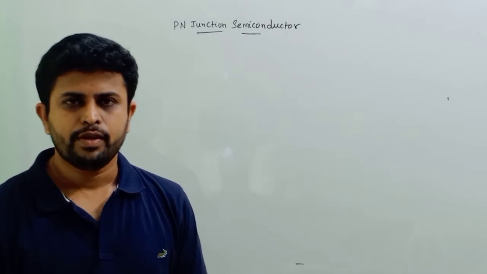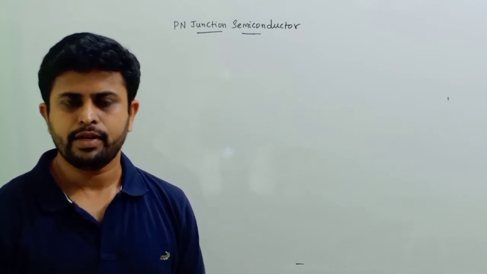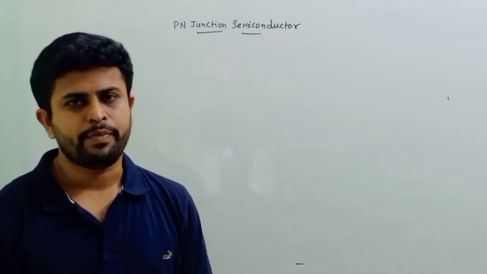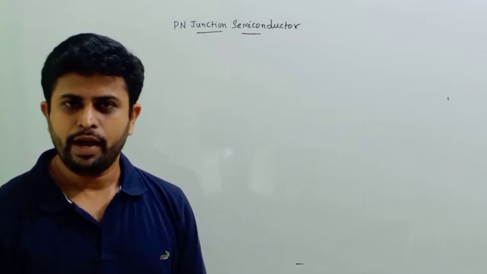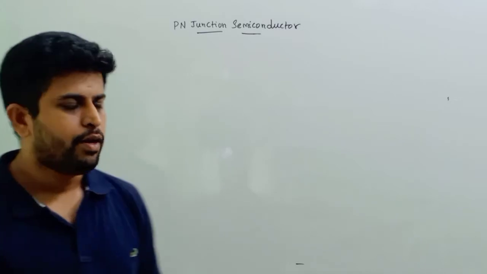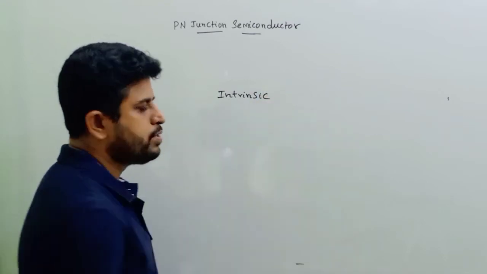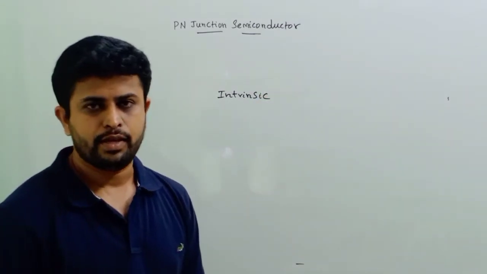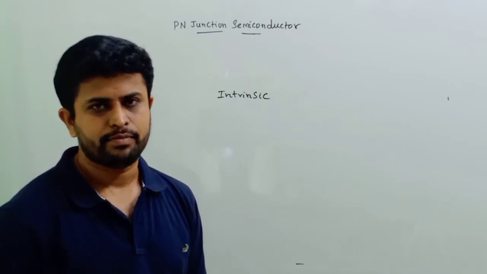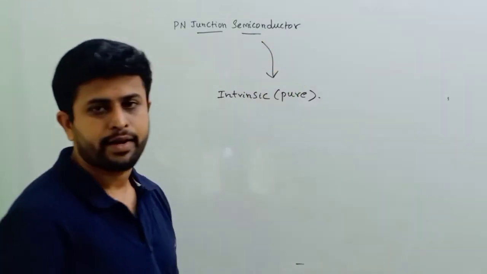Now, what is a semiconductor? It is a material whose conductivity lies between conductor and insulator. We also know that we have two types of semiconductor materials: intrinsic semiconductor material and extrinsic semiconductor material. Intrinsic semiconductor material is a pure form of semiconductor material which has no impurities in it. So we can also call this a pure semiconductor.